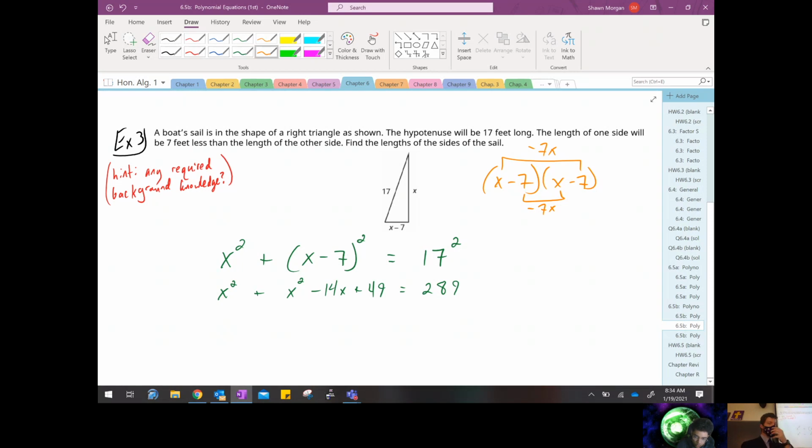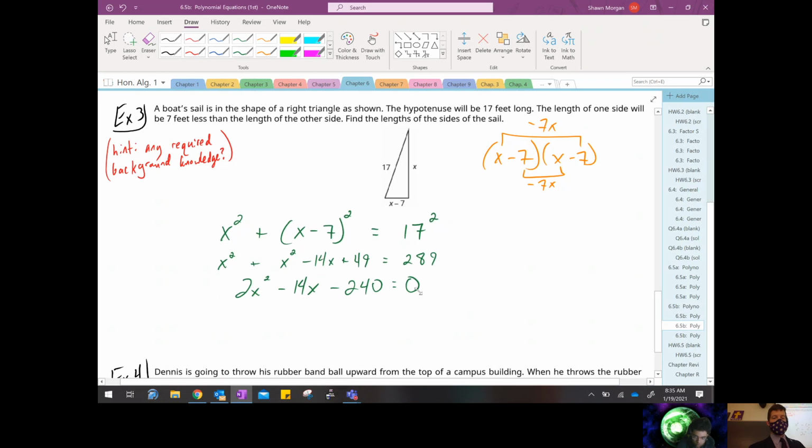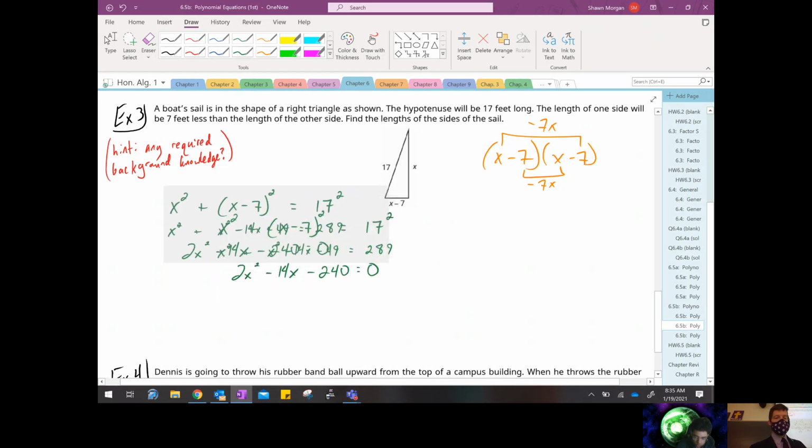And so now we're going to combine some like terms down here, and I think we might have a magic method problem. We got 2x squared, negative 14x, and then negative 240. Rats, no magic method. The reason we don't have magic method is because everything is divisible by what? Everything is divisible by 2. We subtract 289 from both sides. So everything's divisible by 2, so let's just divide. Whatever I do on the left, I do on the right.